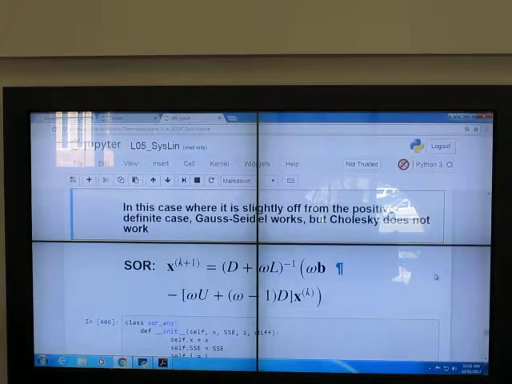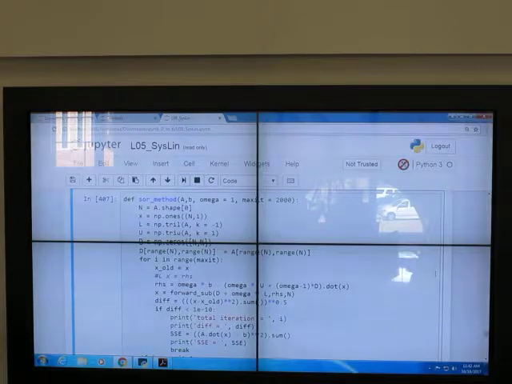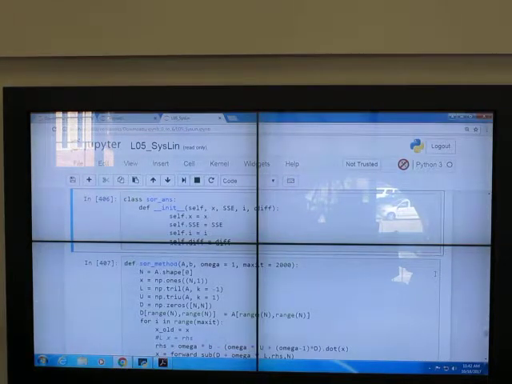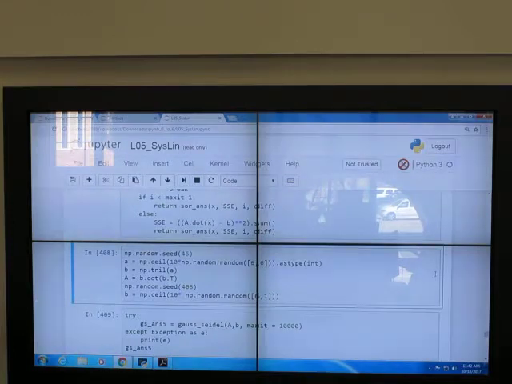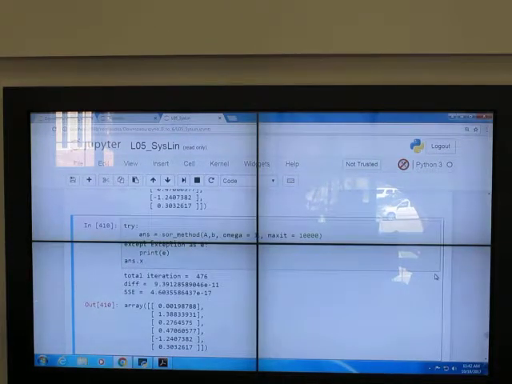Alright, SOR. SOR is a weighted method between new and old. When omega equals 1, you go toward outside I think. So this time I have a class, SOR answer. So I have the SOR method. The SOR method is whatever you guys did, but in coding format. If you want to know how it works, you follow the steps. When I run it, it works just fine.